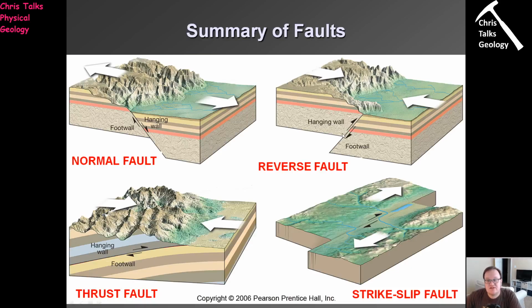Okay, so this diagram here summarizes the different types of faults. So we have normal faults, reverse faults, and thrust faults. Now these are dip-slip faults, and then we have strike-slip faults here. So remember, with normal faults, reverse faults, and thrust faults, the blocks of rock will change height relative to each other. The footwall block stays still. The hanging wall block goes up or down. In the case of strike-slip faults, the blocks move laterally relative to each other, but they do not change height relative to one another.